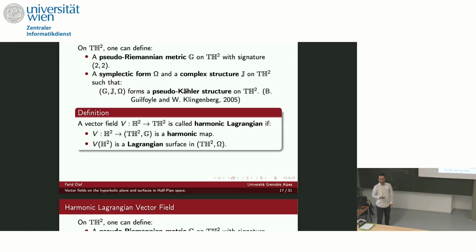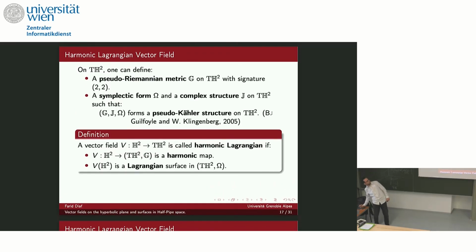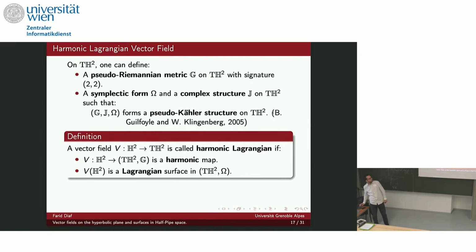So now I think you guess what is the definition of harmonic Lagrangian. It means a vector field which is a harmonic map, as a map from H2 to the tangent bundle of H2. So it satisfies some PDE. And V(H2) is a Lagrangian surface in TH2. This is just a fancy way to say that V is divergence free. You require both conditions.